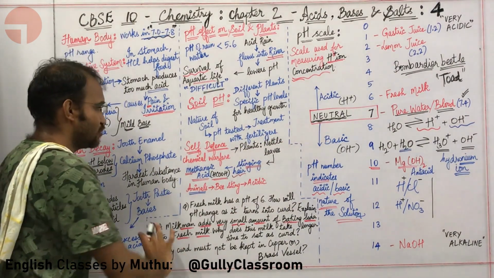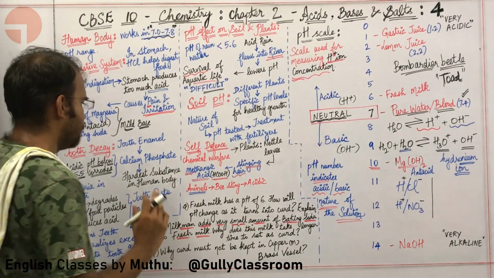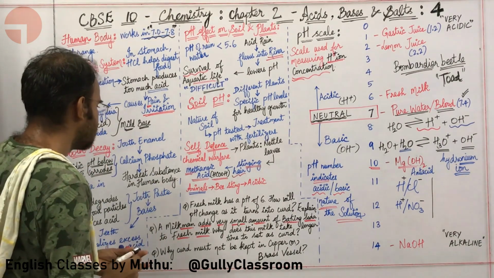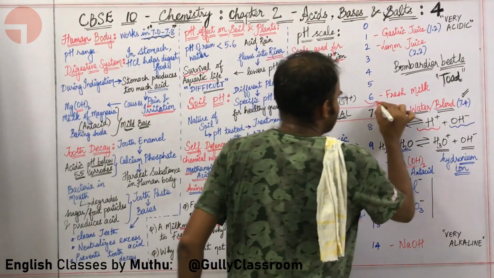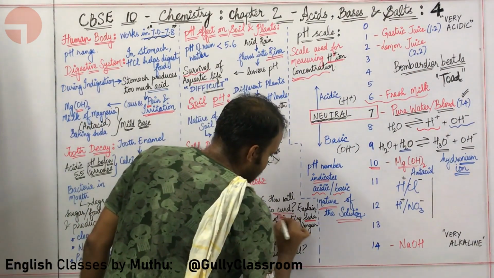Okay, sir. Let us close this particular lecture with a couple of nice questions. Let us start a couple of really nice practical questions. Fresh milk has a pH of 6. We have already seen that over here. How will pH change as it turns into curd?